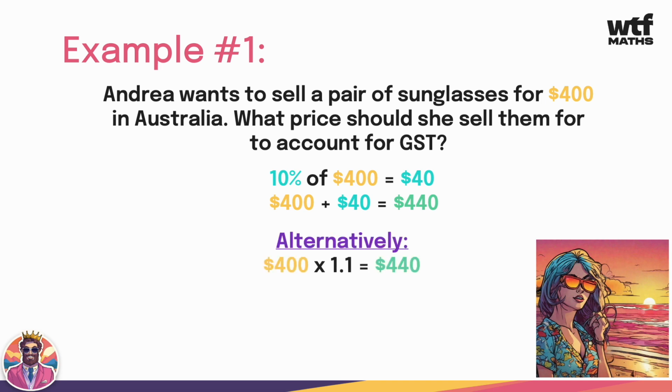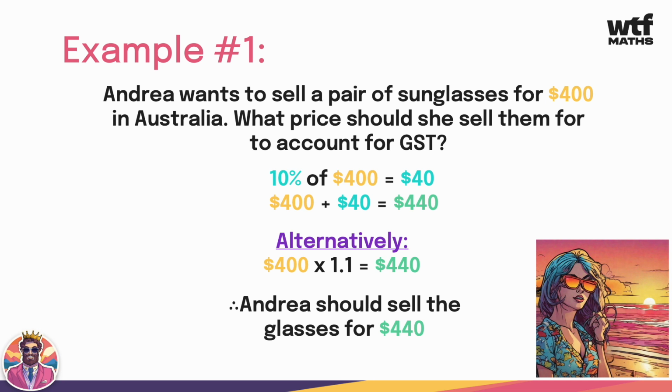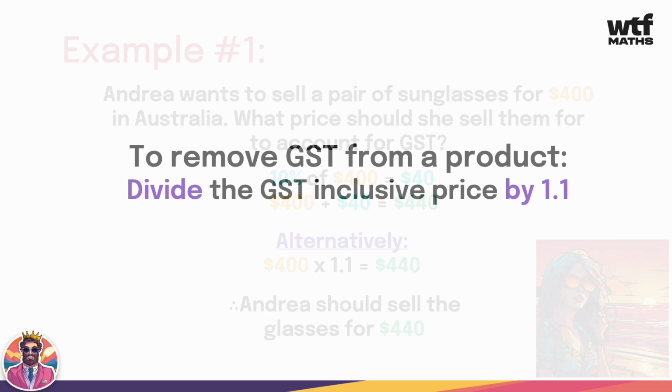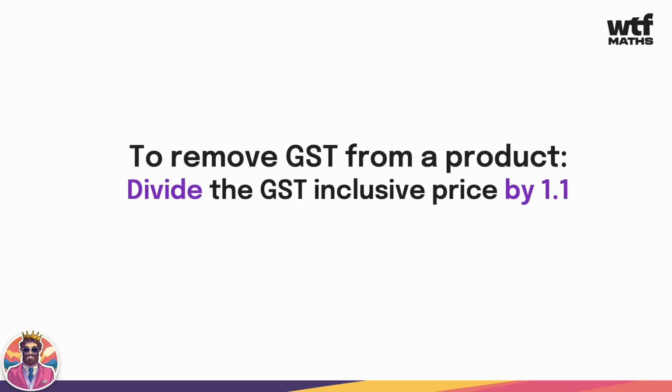Alternatively, if you just go $400 times 1.1, you get the same answer. So Andrea should sell these glasses for $440 if she wants $400 for herself and the extra 10% to go to the government. To remove GST from a product, we're just going to divide the GST inclusive price by 1.1. So whatever the final price is that people actually pay, just divide that by 1.1.